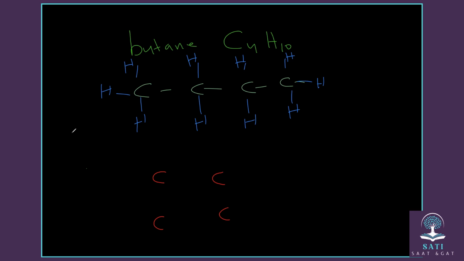Now, each carbon with another carbon has singular bonds. So this is a singular bond, singular bond, singular bond, singular bond. And as we know, each carbon atom has 4 bonds. So that means this one will have 2 more, and here 2 more, and here 2 more, and here what? 2 more. And all of these are going to be filled by hydrogen. Like this, hydrogen here, hydrogen here, and hydrogen here.